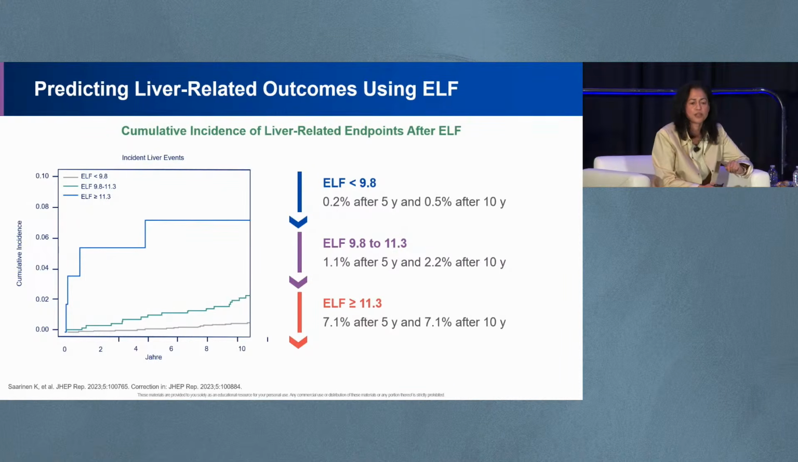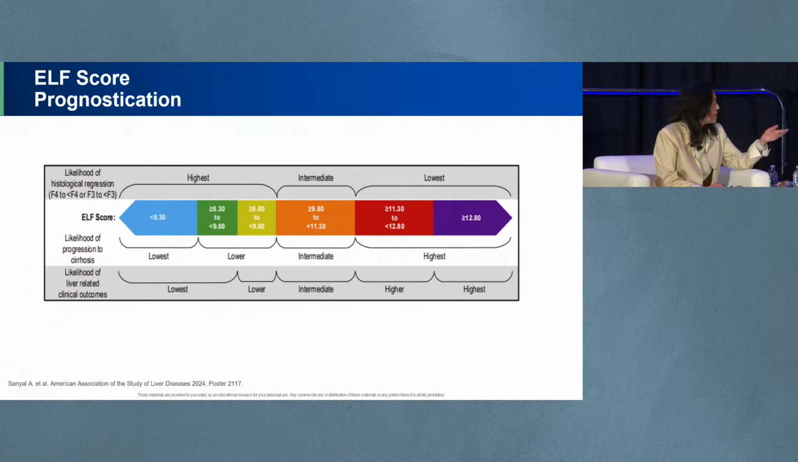But just finishing up on the predictions, you can see if your ELF is less than 9.8, you have a 0.2% chance of having a liver-related endpoint at 5 years and only 0.5% after 10 years. As your ELF increases to 9.8, 11.3, you see that those liver-related outcomes increase. And once you have an ELF greater than 11.3, that's associated with a really significant risk of having a liver-related event over the next 10 years. So I think this is what, Arun, you presented at this meeting a little bit on rethinking ELF.